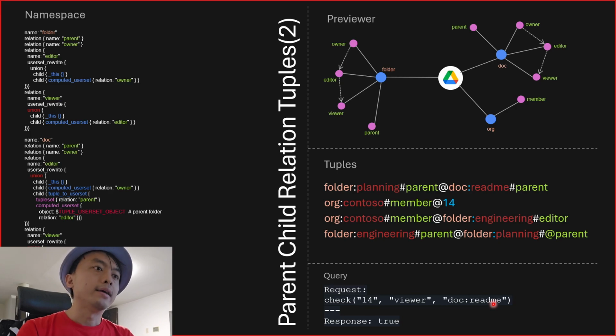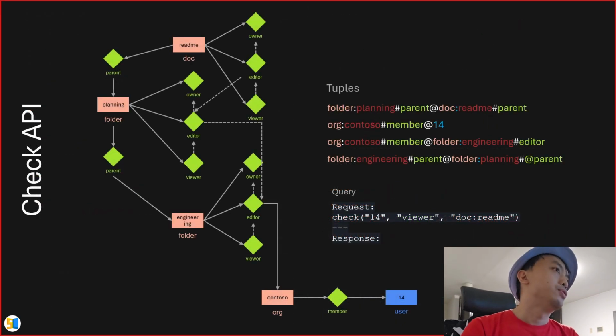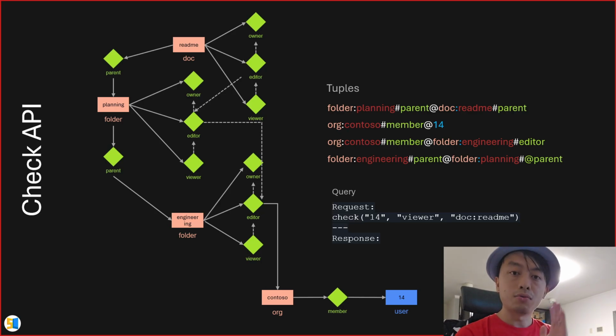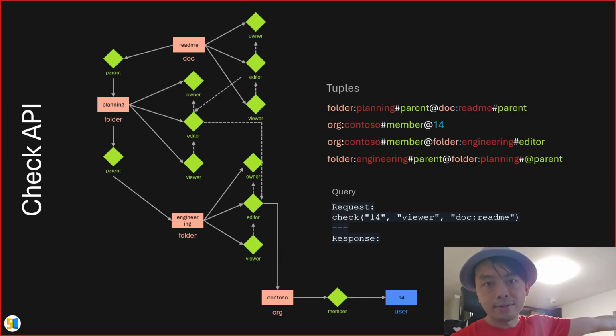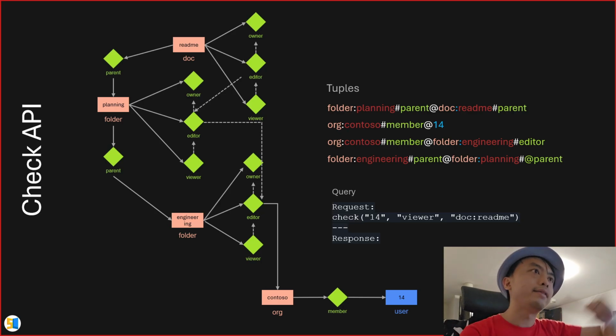Why? Okay, let's try to answer why from a different perspective. What we basically do in the previous slides is use a DAG, a directed acyclic graph. If you are not familiar with that, I have a video explaining it. So the check API basically maps the models using a DAG, and then it tries to follow the directions to find if user ID 14 has a relationship with the readme document somewhere down the graph, right?